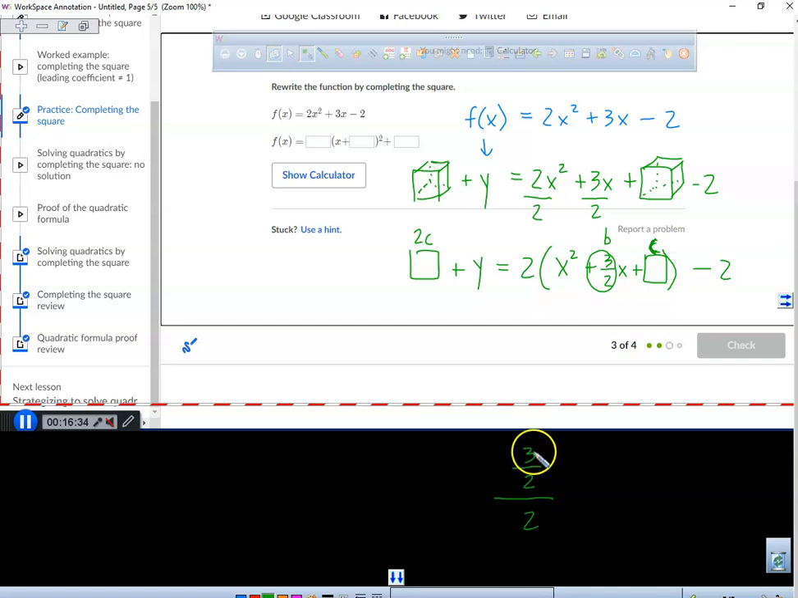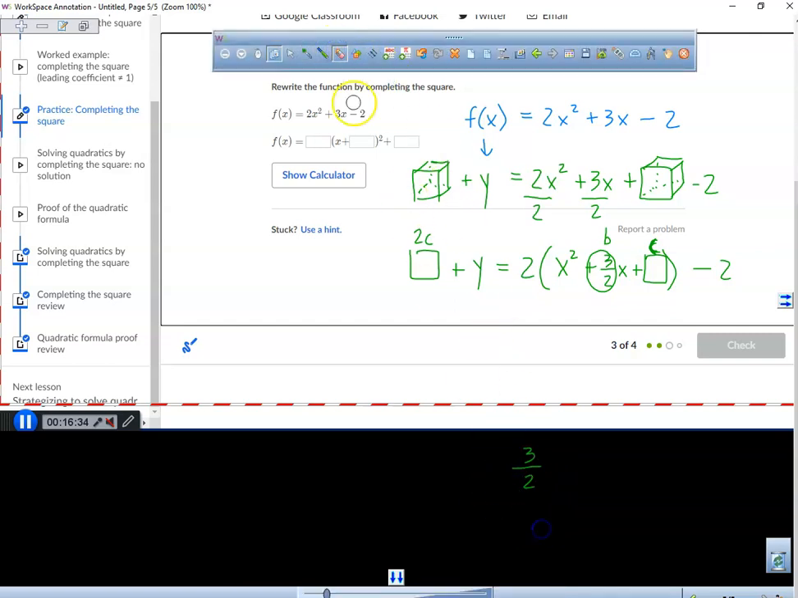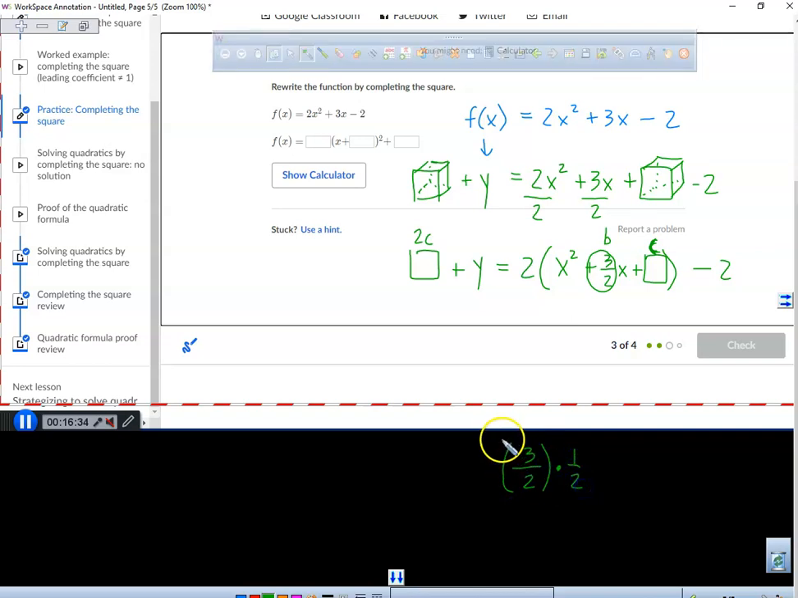That's hard to look at. So I want you guys to think of it differently. I want you to take this number, instead of dividing it by 2, I want you to multiply it by a half before you square it. Dividing by 2 and multiplying by a half are the exact same results.